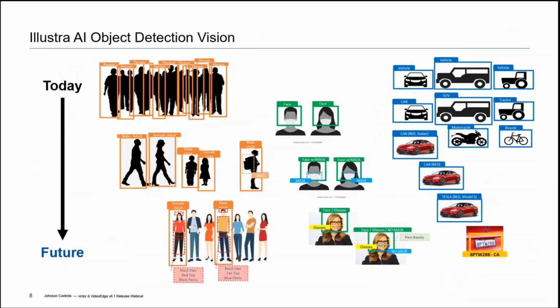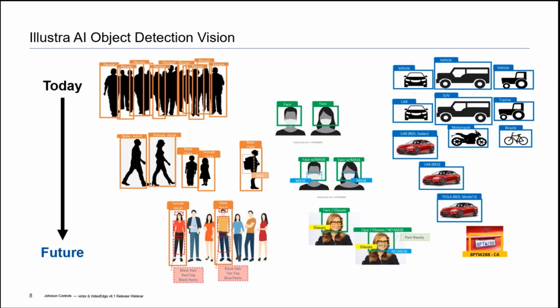The next slide we designed to illustrate the power of this object detection from Illustra AI. So we started off this journey back in, I would say, the fall, or actually probably late summer last year, where we had basic object detection. We could say, okay, here's a person, here's a car, here's a truck, here's a bus. And that's all well and good, but now we want to get into that next level of detail.